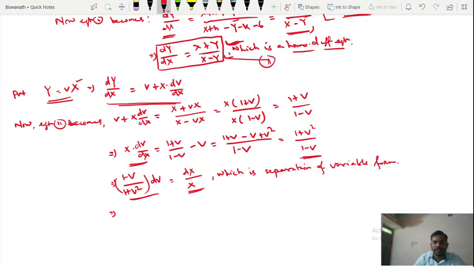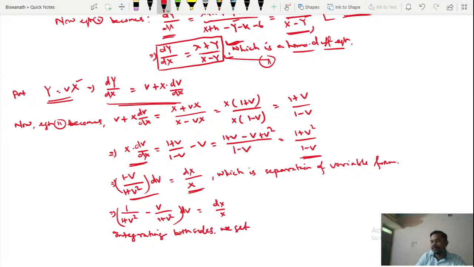So if it is in separation of variable form, how do we solve that one? In our lecture 1 we already said, you simply have to integrate it. I will separate this such that it is easily integrable. So I can write 1 minus v by 1 plus v square as 1 divided by 1 plus v square minus v divided by 1 plus v square, into dv equal to dx by x. So now I am integrating both sides. So if we integrate both sides, what will we get?